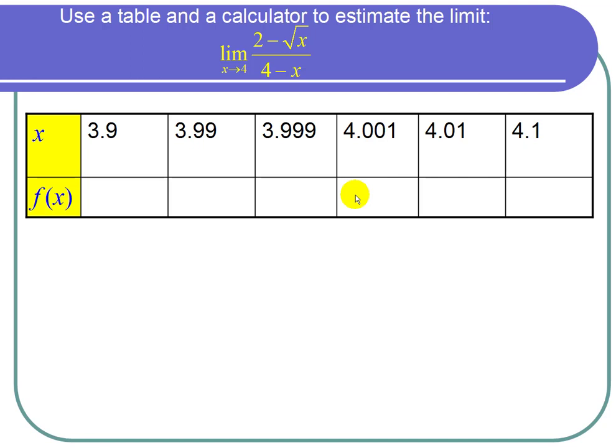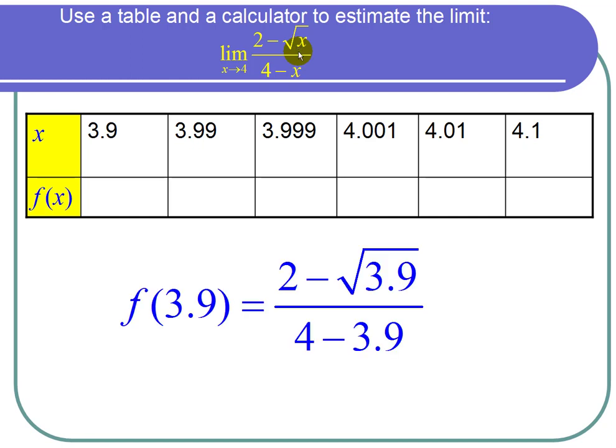And I get f of 3.9 is 2 minus the square root of 3.9 divided by 4 minus 3.9. I put that in my calculator, and I arrived at 0.2516. And I put that number in my table. Now let's put the rest of the numbers in.